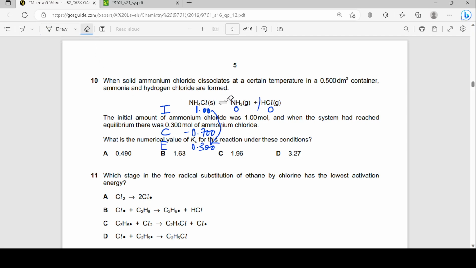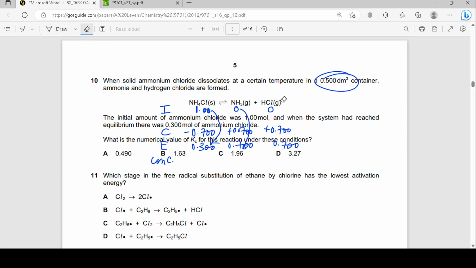So if NH4Cl decreased by 0.700 moles, then NH3 will increase by 0.700 moles, and so will HCl. HCl will also increase by 0.700 moles. So this is also 0.700, and this is also 0.700. But take note that for Kc, we don't only consider moles, you have to take the concentration. Let me just write concentration at equilibrium. So actually, this is a solid, and these two are gases, note that.